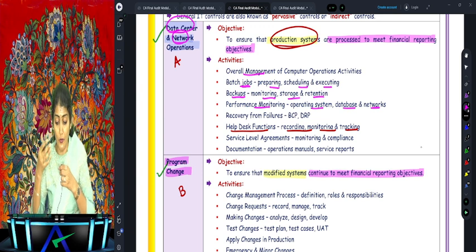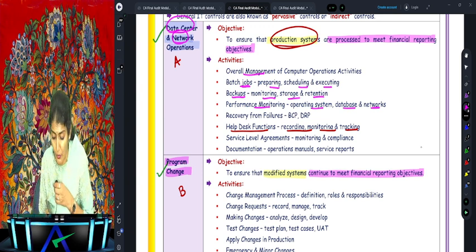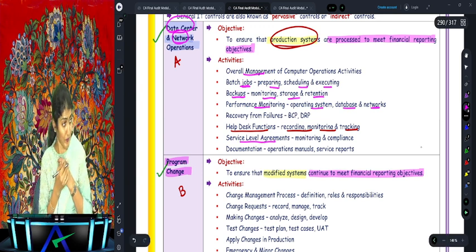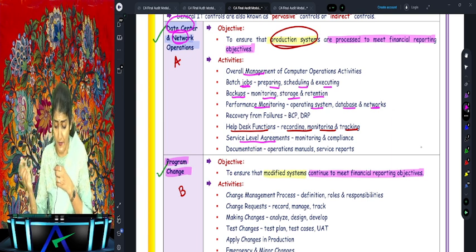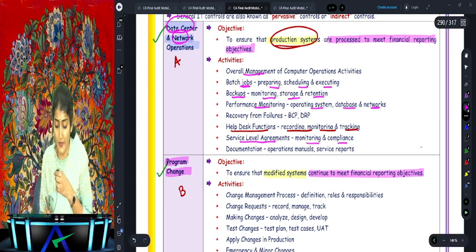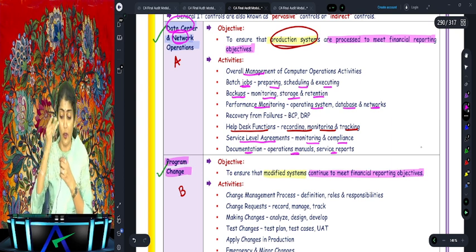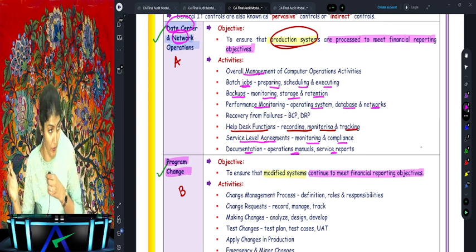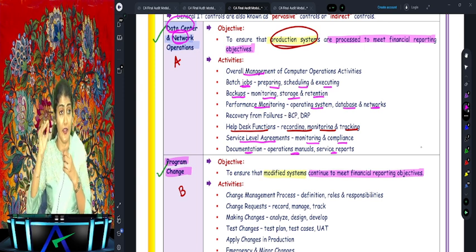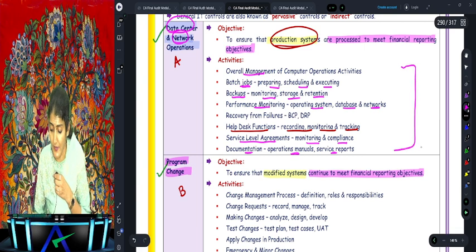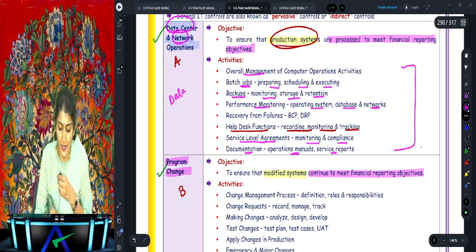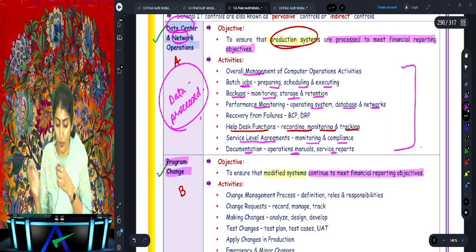Then, are you able to manage the data on your own, or do you have any service level agreements? Right, so again, any outsourcing being done, that is the monitoring and the compliance, and again documentation of how the data is being processed, the operation manuals and the service reports. Right, so that's the data center and the network operation. Very simple, how the data is getting processed.